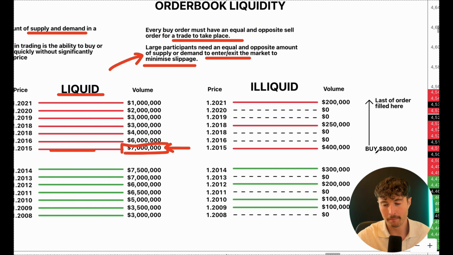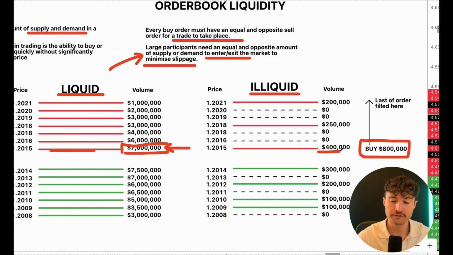So for example, imagine a large institution that is looking at buying $800,000 of this market right here. So what you can see is 50% of the order can be filled at the ask, and you can see there's no volume that's available at these prices right here. And so what's going to happen is 50% is going to be filled here, price is going to start rocketing to the upside, the other 25% is going to be filled here, and then the last of the orders, the last 20% are going to be filled right here.